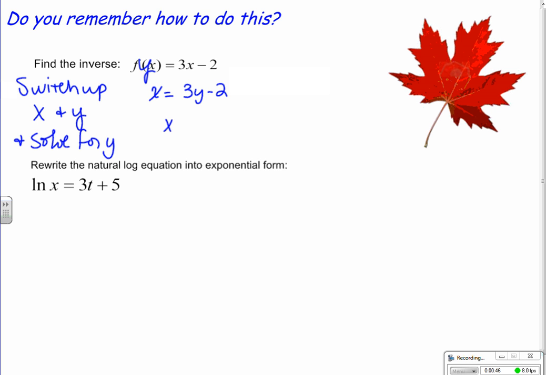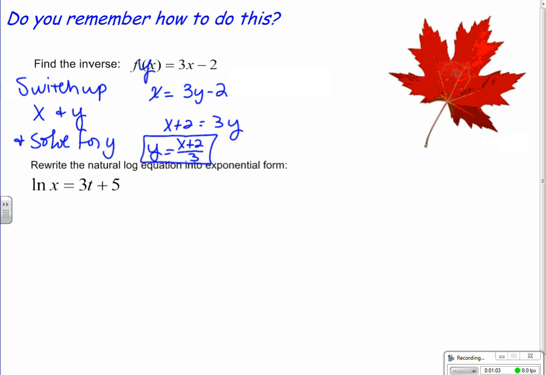And so I'd add 2 over, and then I'd follow up by division of 3, and that's going to give me x plus 2 divided by 3 is equal to y. And this would be known as the inverse function to that original.